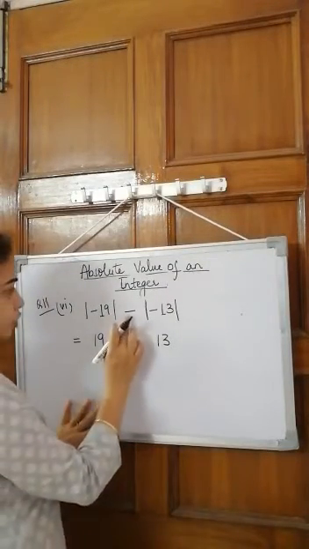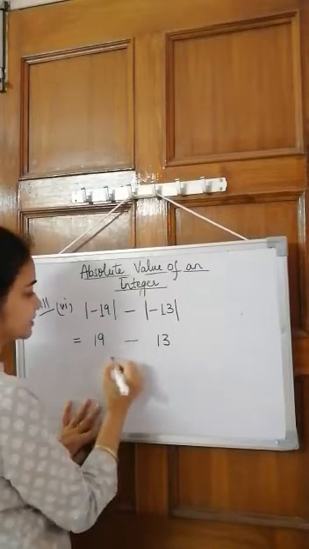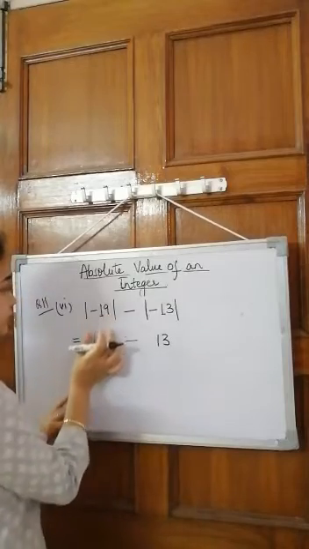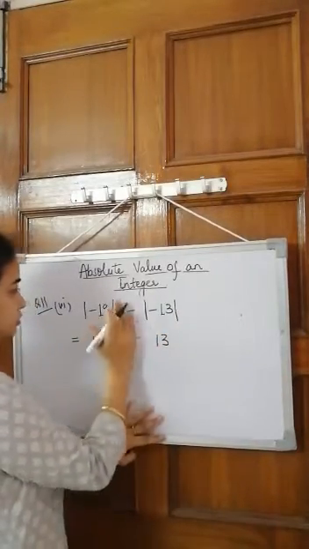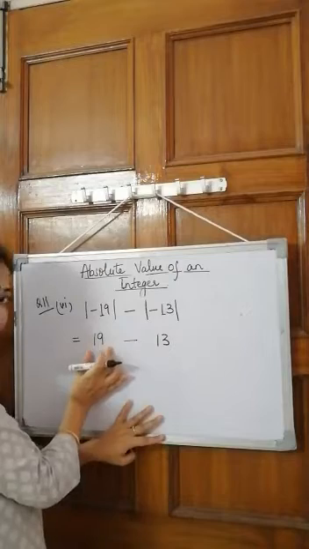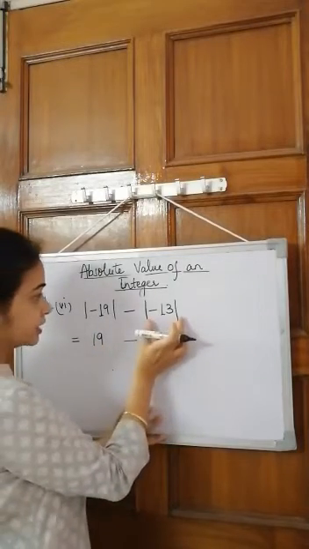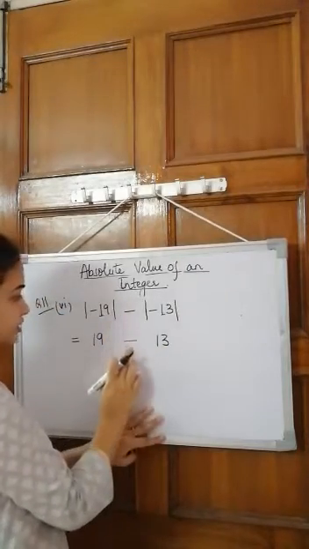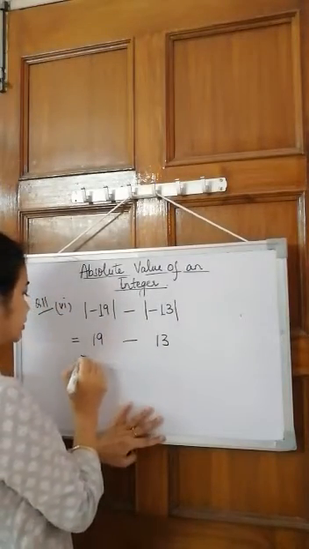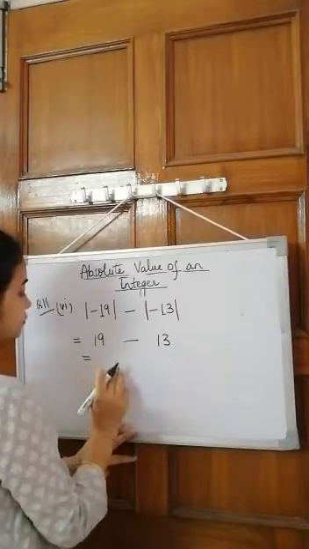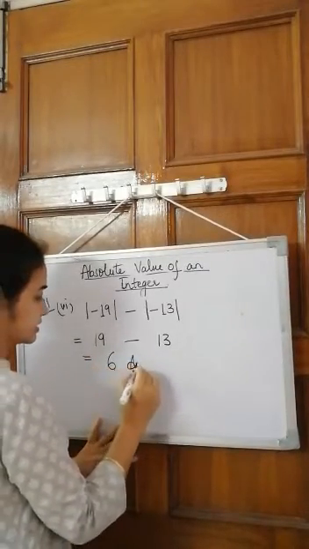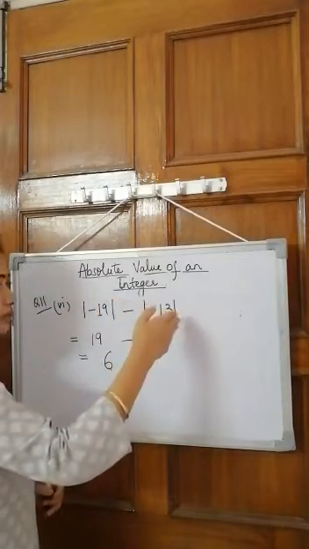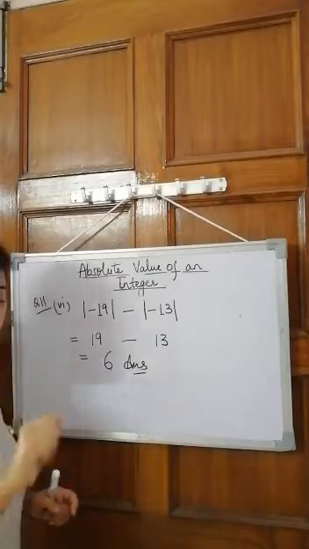And now what is the operation here? The operation here is minus. Okay, so we do not have to change anything in this operation. We have to only change the number that we have. So it was minus 19, we have removed the absolute value sign and written 19. Minus 13, we have removed the absolute value sign and written 13. And the operation is minus, so we have written minus. Now let's subtract. So 19 minus 13 is 6, and that is the answer. Okay, this is the case when the number inside the absolute value sign is only one.